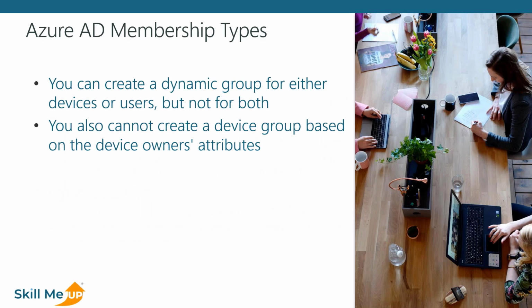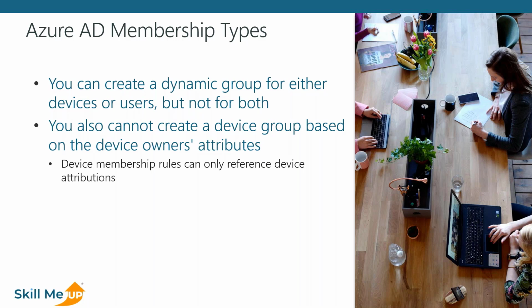Now, you can create a dynamic group for either devices or users, but you can't put them both in the same one. You also cannot create a device group based on the device owner attributes. So device membership rules only reference device attributes. So just be aware you can't say I'm going to put Liam in there and then Liam's iPhone. It doesn't quite work that way. You obviously have to utilize the reference of the device and say, well, that was Liam's iPhone, I want to add that into this specific group.